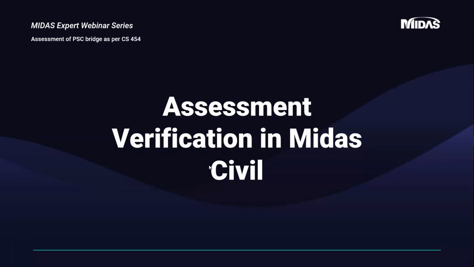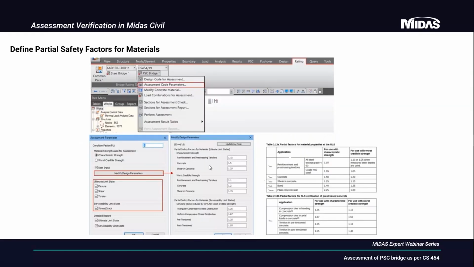Now coming to assessment verification in MIDAS Civil. To perform assessment in MIDAS Civil, first we need to define the partial safety factors for materials. That can be done by going to rating. In rating we can go to this PSC bridge. Here we can select CS454 first, and then we have an option of assessment code parameters. In this we can first define FC, the condition factor, and then we can define the material strength used for assessment. Here we can go for characteristic strength, or we can go for worst credible strength.